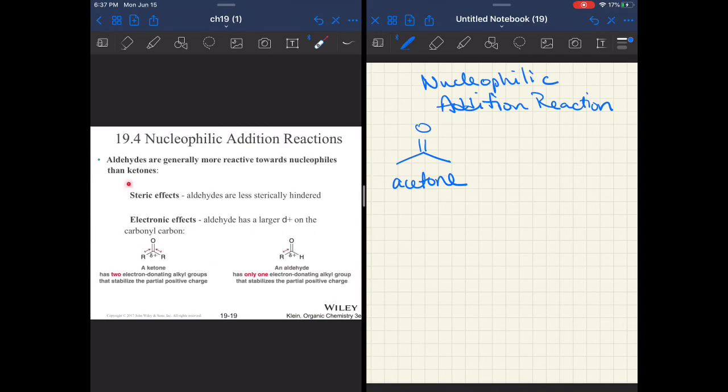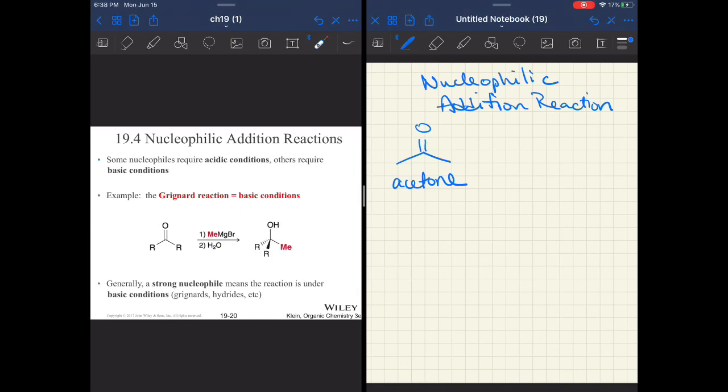Now, here there's a little bit of discussion about the difference between ketones and aldehydes. Since aldehydes are less sterically hindered, sometimes they may react more quickly. The electronic effects, you're not getting that electron density from another R group. But again, these are going to react in very much the same way. So you really don't have to worry about this note here.